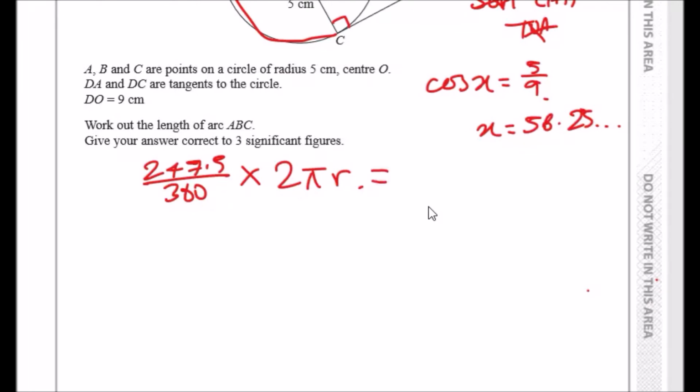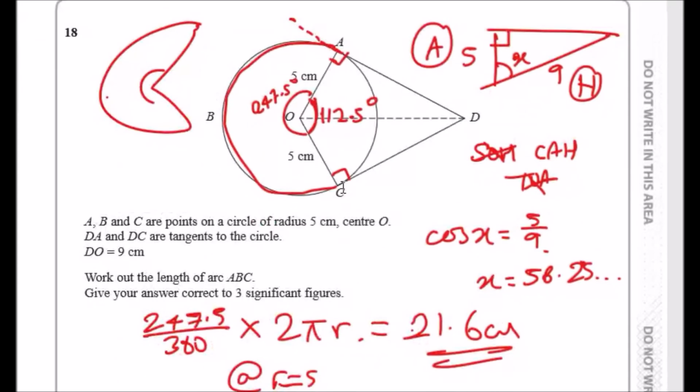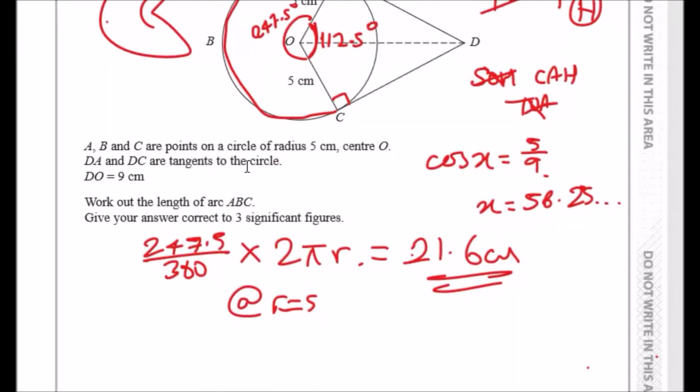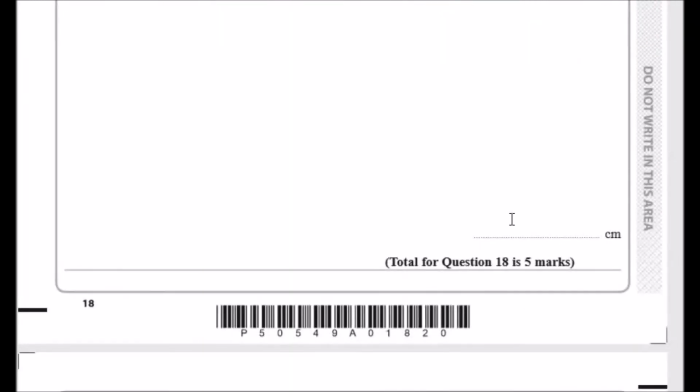So just put this in your calculator, the radius is 5, and see what you get. So answer over 360, times literally 10 pi, and you should get, to three significant figures, 21.6 centimeters. Perfect, easy. I think this was quite easy actually for an 18 mark, for question 18 or 5 marker one.